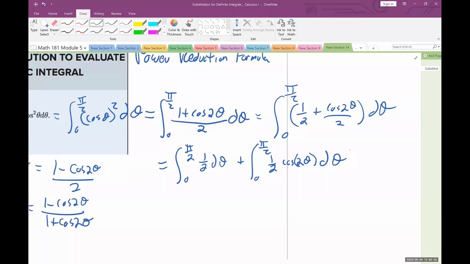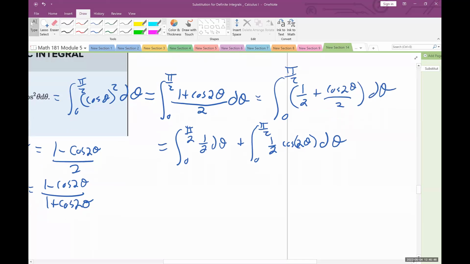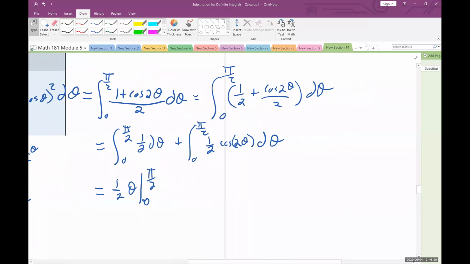What happens when we integrate a constant? What do we get? The integral of 1 dx is just x, right? So the first part is just going to become 1/2 theta from 0 to pi over 2. The second half is where the fun stuff begins. So here's where we'll say, okay, u equals 2 theta. That's the stuff inside the cosine. And what's the du going to be? What's the derivative of 2 theta?